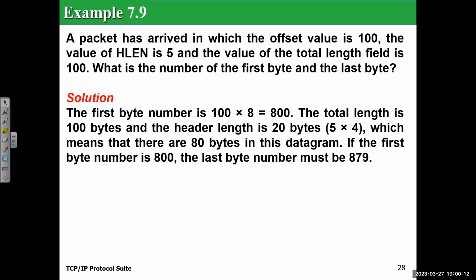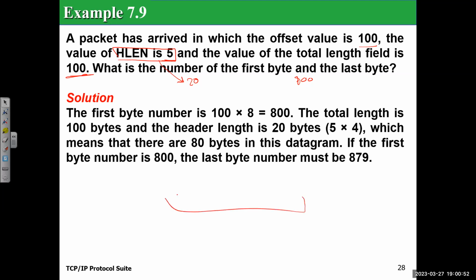Another question. Okay, the packet's offset is 100. So what is the first byte? 800, correct? And the header length is 5. What does it mean when the header length is 5? What is the size of the header? 20, correct? And the value of the total length is 100. You have 100 bytes, correct?